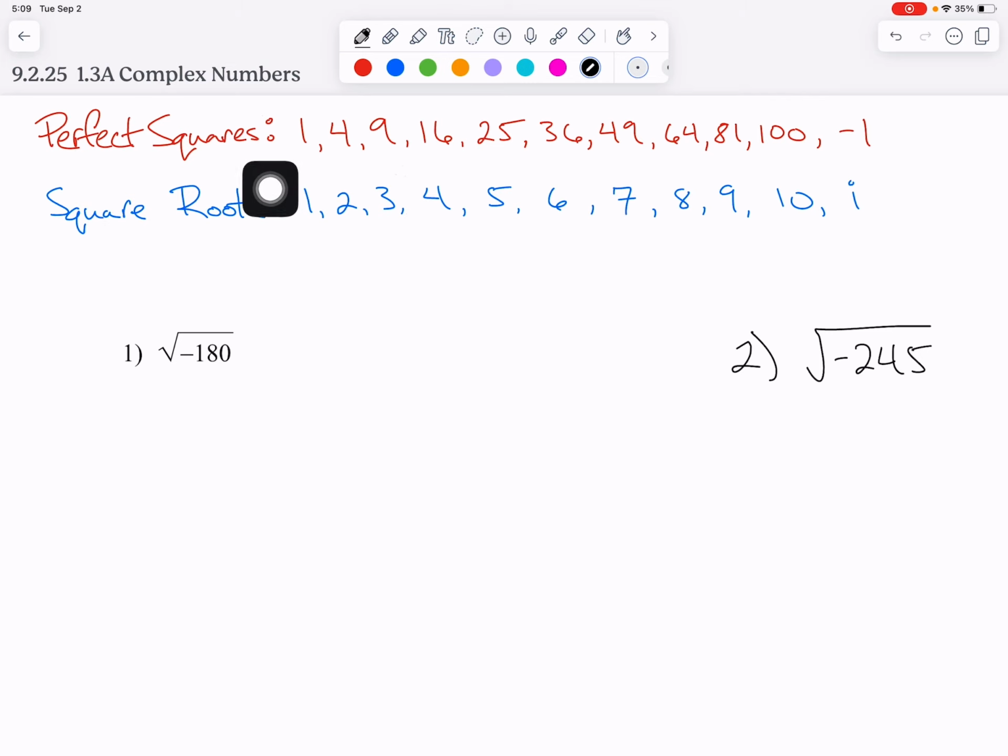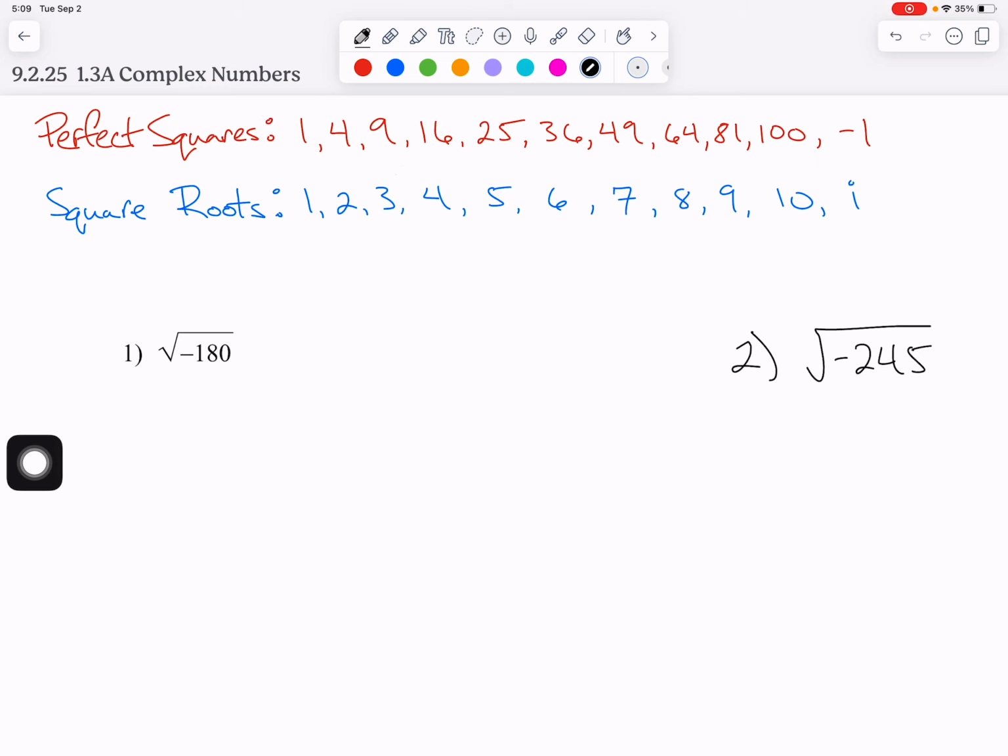All right, our perfect squares. Yes, 1, 4, 9, 16, 25, 36, 49, 64, 81, 100. Ooh, we added -1. Math professional, please don't kill me if I'm incorrect. Square roots 1, 2, 3, 4, 5, 6, 7. Because the square root of the perfect square 49 is 7, 8, 9, 10. And the square root of -1 is i.